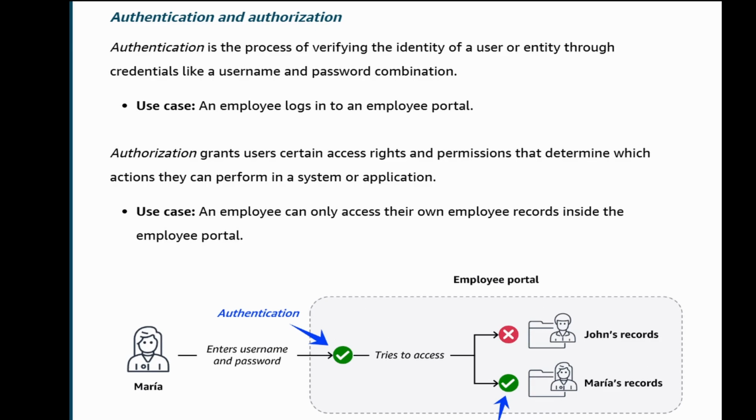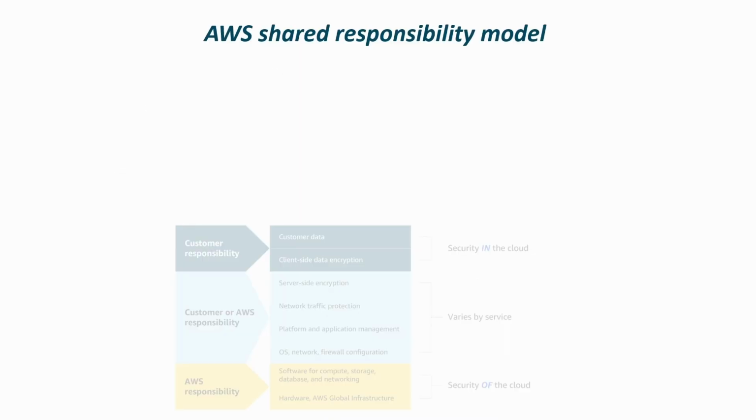This is all about permissions. For example, once logged in, that same employee can view their own payroll data but is blocked from seeing everyone else's. Authorization grants users certain access rights and permissions that determine which actions they can perform in a system or application. Now, as we are clear on authorization and authentication, let's also touch base on the AWS shared responsibility model for security.